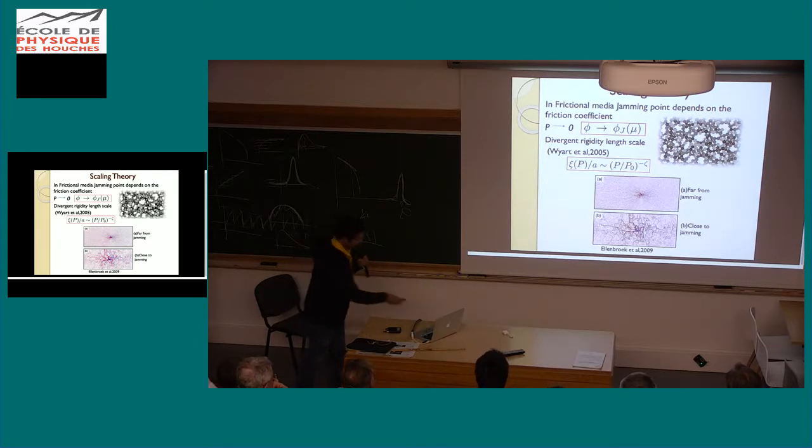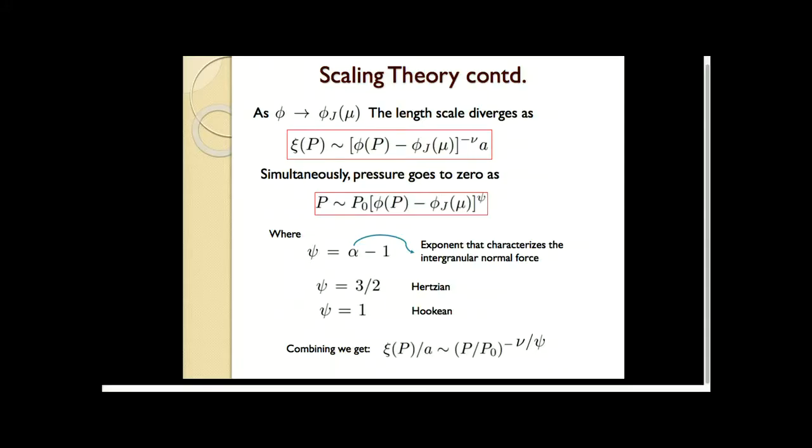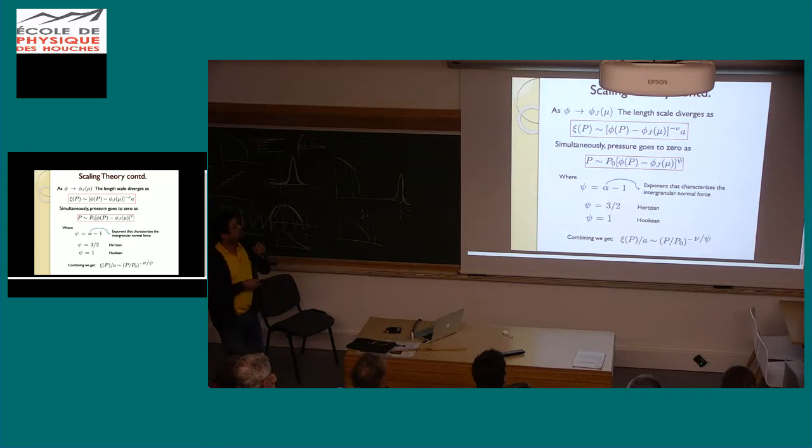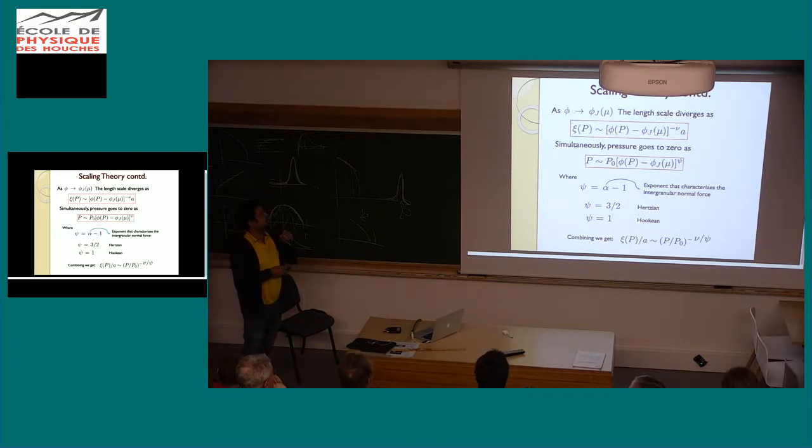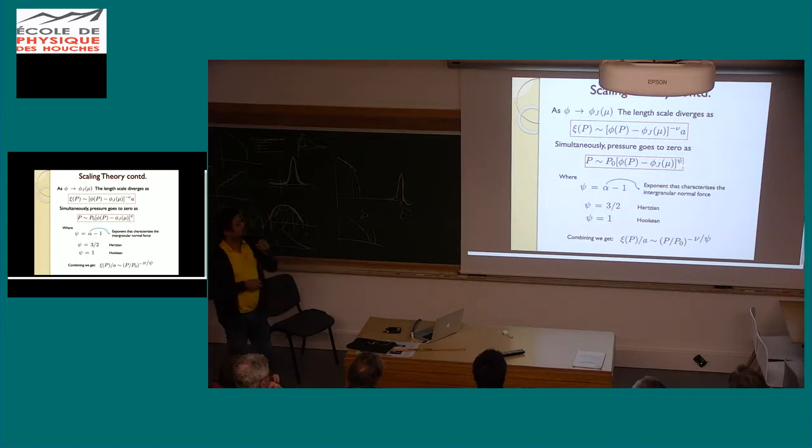So that length scale seems to be diverging with an exponent nu from the critical jamming point. And also you have a power law scaling of pressure if you are above this critical point. But the exponent with which this length scale diverges above this jamming point is independent of the dimension of the system and also independent of the interaction potential. But the exponent with which the pressure scales is dependent on the interaction potential. For the Hertzian case, the nonlinear interaction, you will have an exponent of 1.5, and for the Hookean case, the exponent is 1.